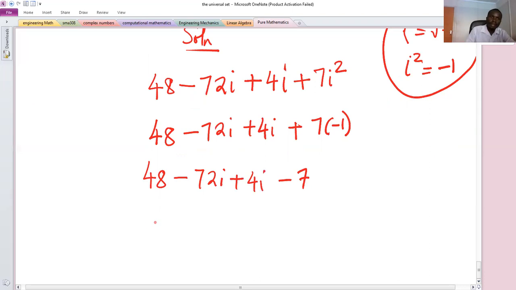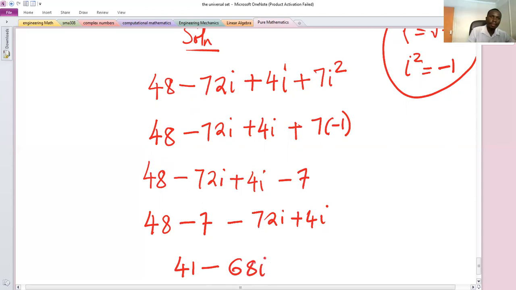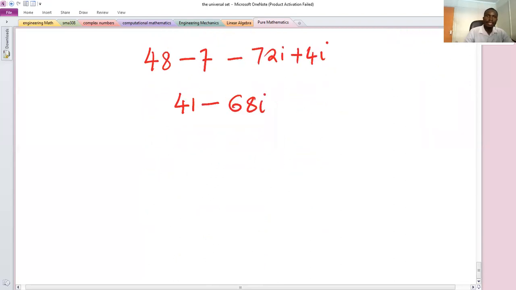Now collecting real parts, so 48 minus 7, minus 72i plus 4i. Now 48 minus 7 gives you 41. And then minus 72i plus 4i gives you minus 68i. So therefore the answer is 41 minus 68i.